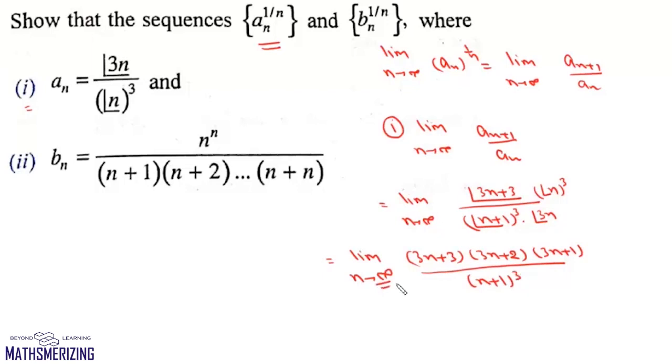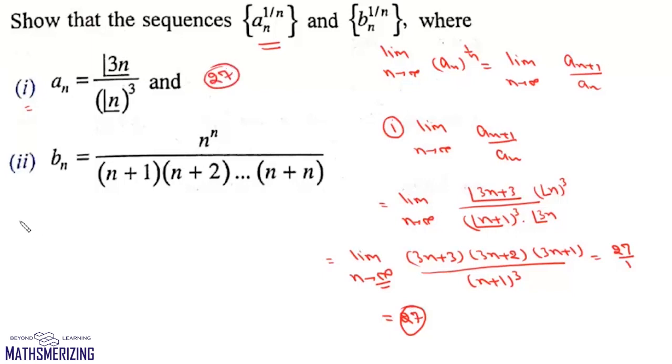Now this is an infinite limit. The highest power of n is 3. So the coefficient of the highest power of n in the numerator is 27 and in the denominator it is 1. So the value of this limit will be simply 27. So the answer to this first one is 27.